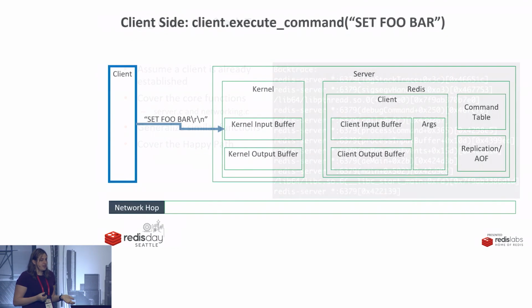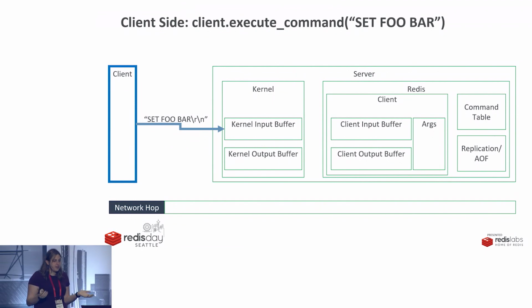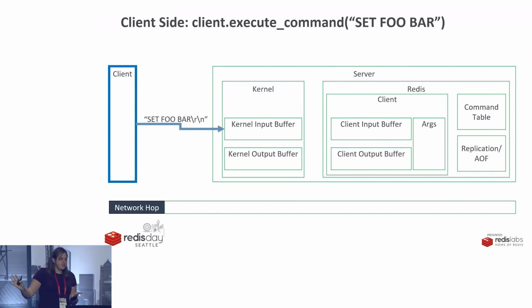So the command we're going to be looking at is set foobar. So we're going to set command. It's going to set the key foo, set the value to bar. So the first step is going to be the network hop, where a client is executing this command. Looks maybe Python-ish style or something, where we're sending this command off, and it's going to go over the network, go through the TCP stack, right to a remote server.